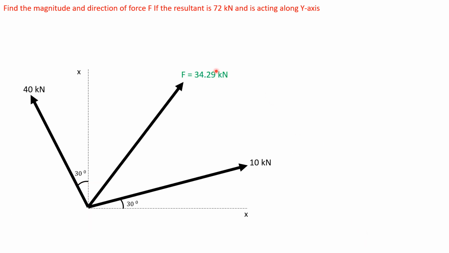So F is 34.29 kilonewtons and alpha is 70.69 degrees. Now the resultant of these three forces is vertical, on the y-axis, having a magnitude of 72 kilonewtons.